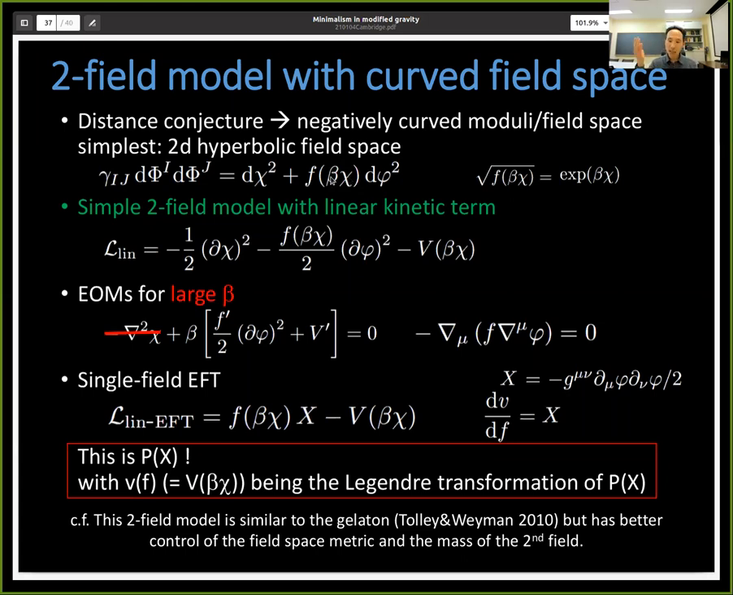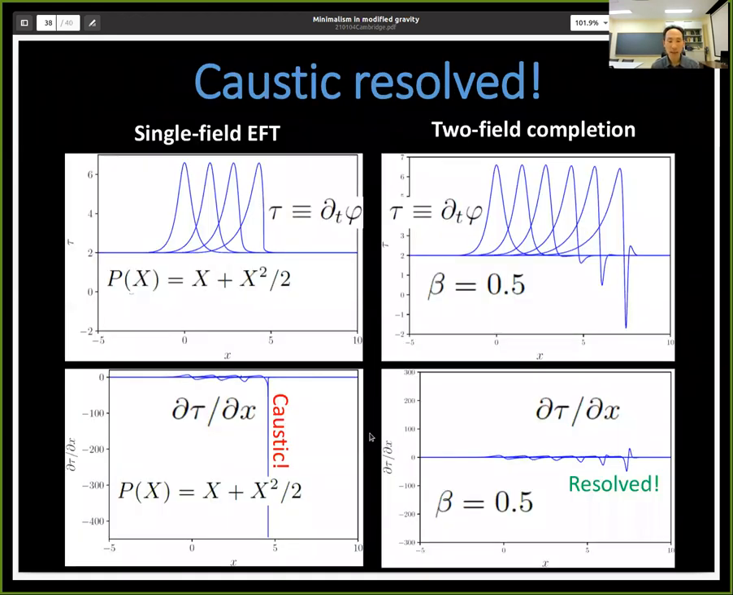When beta is large, the second field becomes heavy and we can integrate it out. Then we go back to the single field. If we do that, the potential in the two-field model is related to P of X by Legendre transformation. They are in one-to-one correspondence. And then we analyze the would-be caustics by the two-field model, numerically.